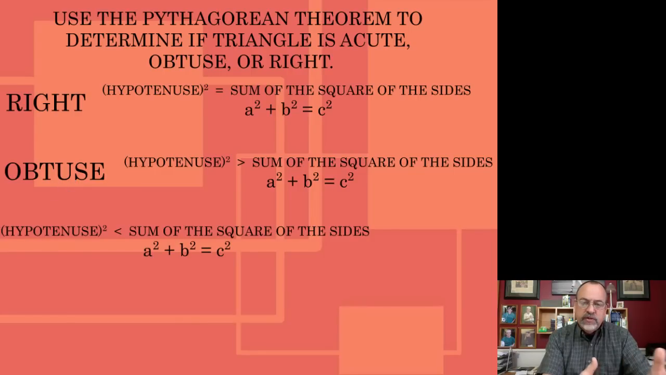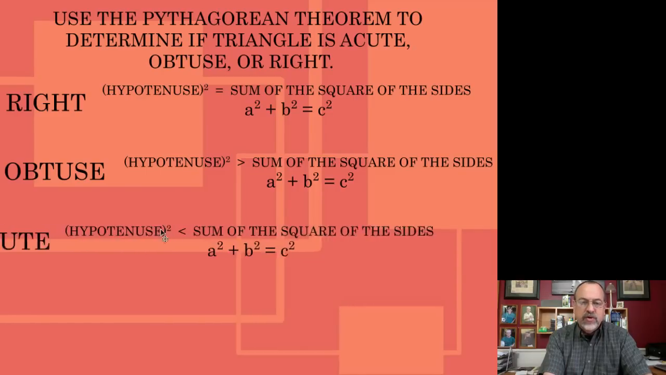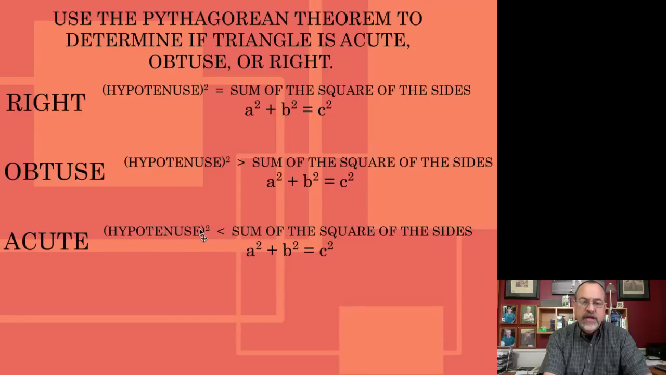If that hypotenuse squared is smaller than the sum of the squares of the sides, then we know that the triangle is not right because it's not equal, and we actually know that the triangle is an acute triangle. So even though the Pythagorean theorem tells us that if it's a right triangle, then the sum of the squares of the legs is equal to the hypotenuse squared, even if that doesn't end up being the case, we're still able to tell something about the triangle based upon the values that we get for the Pythagorean theorem.